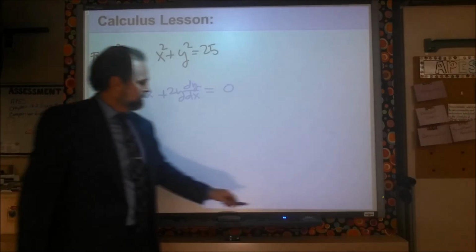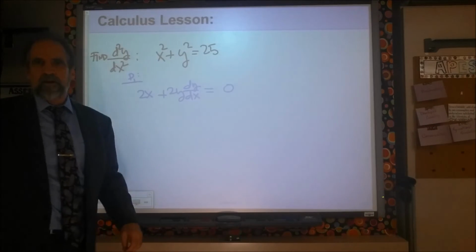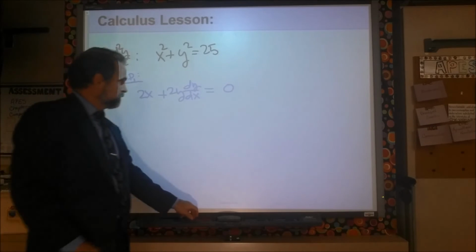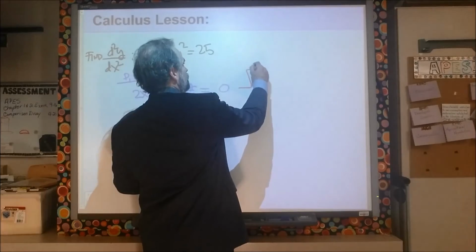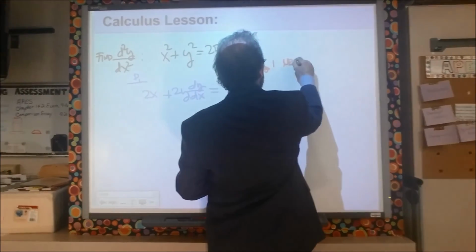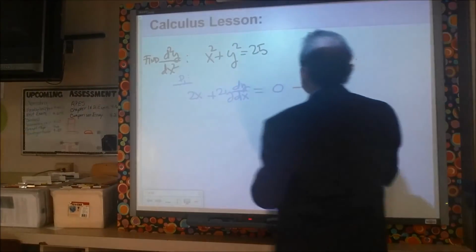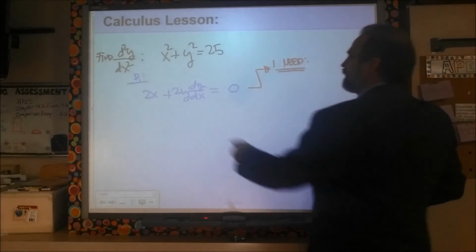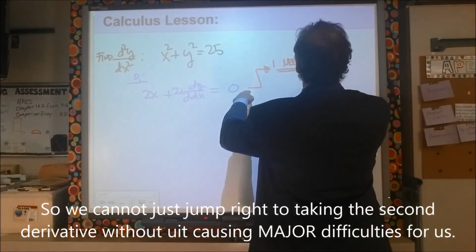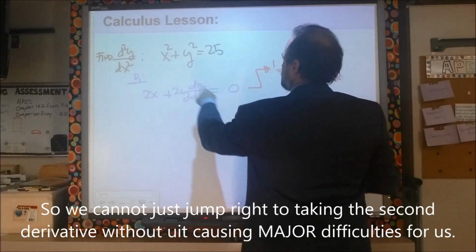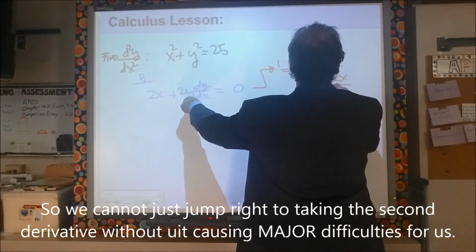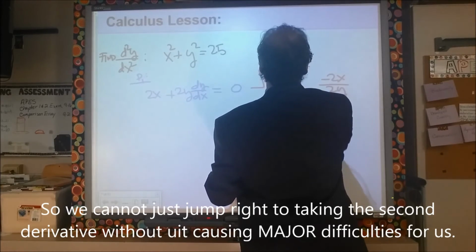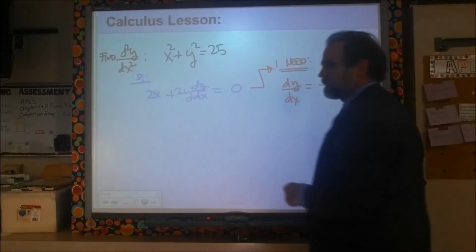Okay? Now, this is very, very important. You need to know. I don't just want, I need to know what dy/dx is. So I know that I'm going to move my 2x over, negative 2x. I'm going to divide by what's in front of that, positive 2y, and that's going to be dy/dx. Right?